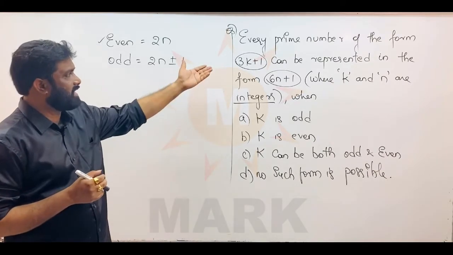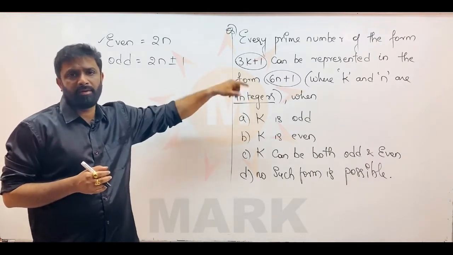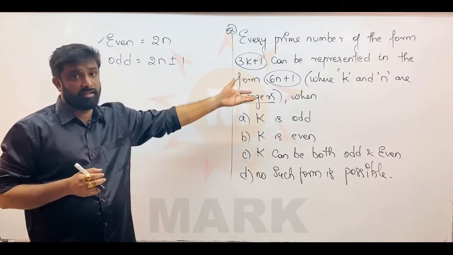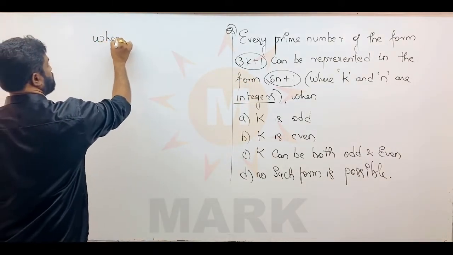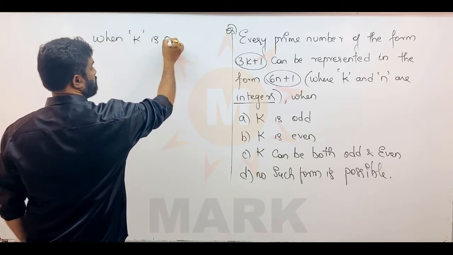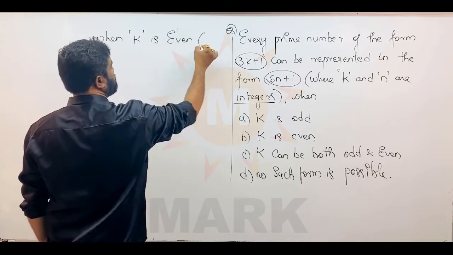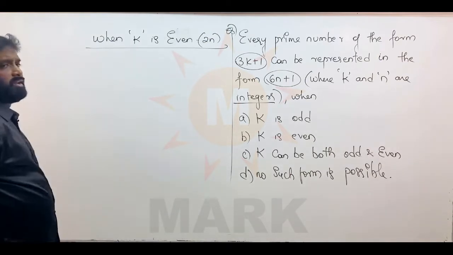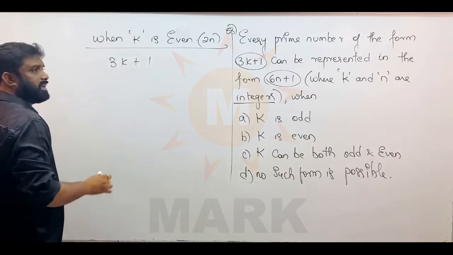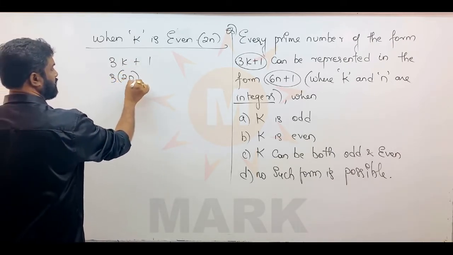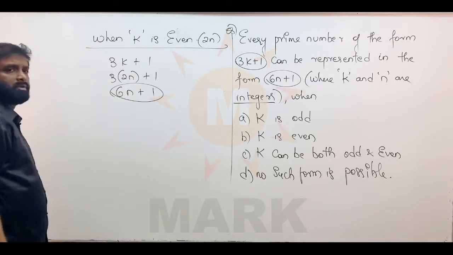So let us take the 3k plus 1 case, and see what happens if k is an even number and what happens if k is an odd number. Can we write it in the form of 6n plus 1 or not? We will check it now. First I am taking the even number. Even number means it should be in the form of 2n. So in 3k plus 1, in the place of k I am putting 2n. 3 into 2n plus 1, that means it is 6n plus 1. Yes, I am able to write it in the form of 6n plus 1.